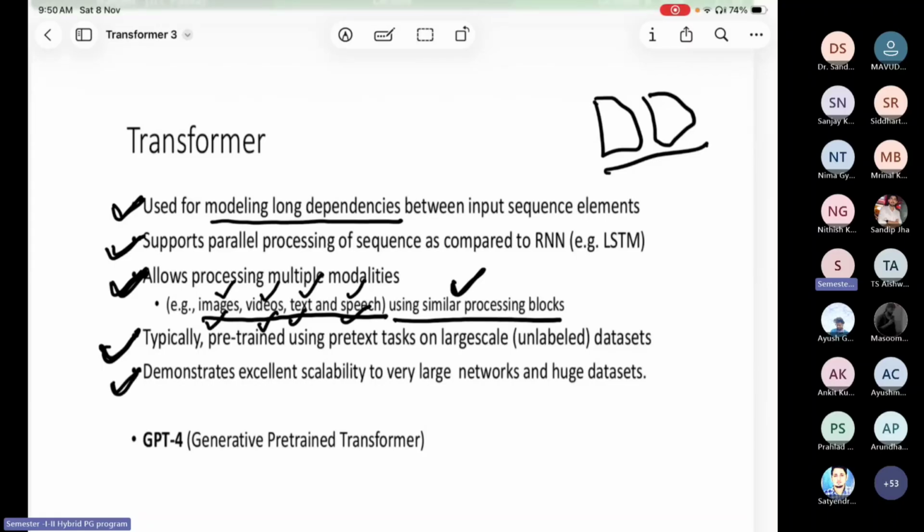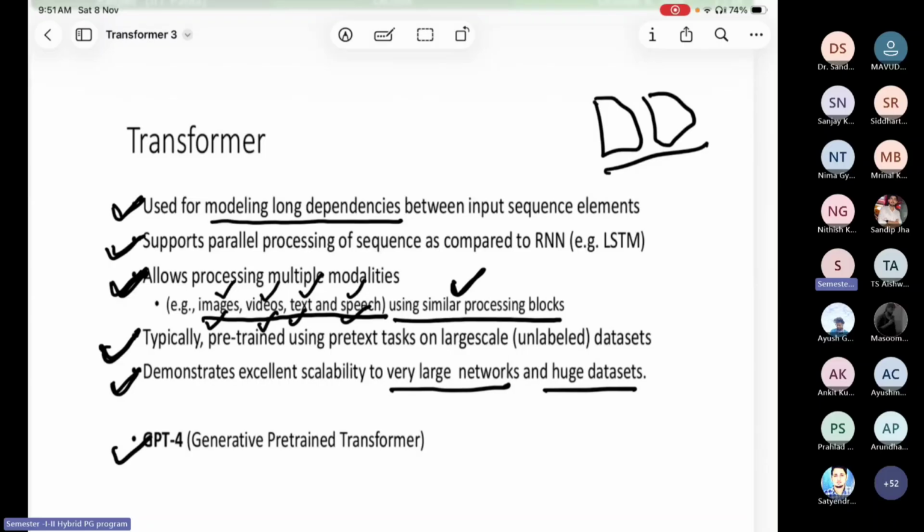Next is that it demonstrates excellent scalability to very large networks and huge datasets. So it's very scalable. Even if you go with a larger network, it's very scalable, and it can support very huge datasets. If you have a very large network and a very huge dataset, there's no issue in the case of the transformer. It supports excellent scalability for all these things.